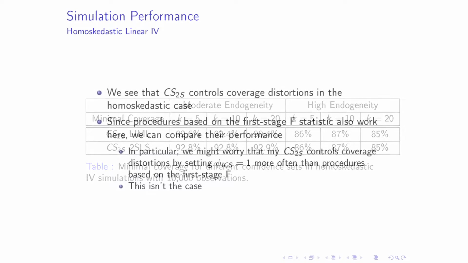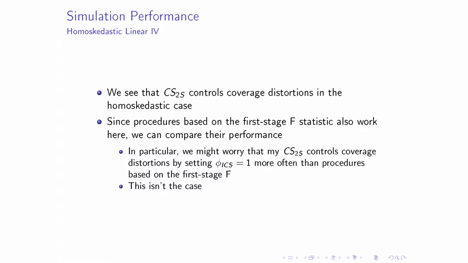Now, one interesting exercise we can do here is that since procedures based on the first stage F-statistic also control coverage distortions, we can directly compare their performance to that of the procedure I suggest. In particular, one thing we might worry about is that the procedure I'm suggesting will just control coverage distortions by always telling you that your model is weakly identified. In that case, you'll always use the robust confidence set and things will look good. But happily, this doesn't turn out to be the case here.